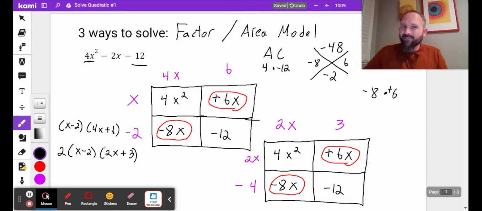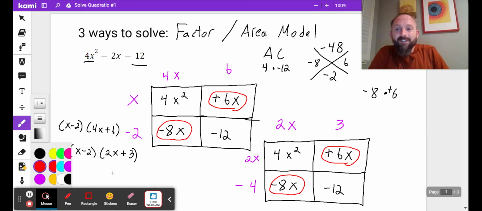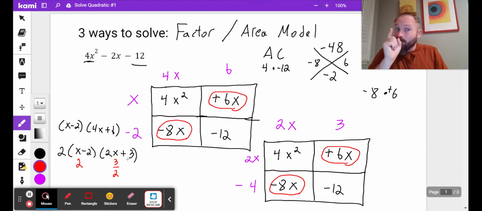I'm factoring it out. So if I wanted to solve what the solutions for this are, well, I figure out what makes this 0. This would have to be 2. And this right here, I want to get rid of this 2, so I'm going to divide it by 2. And what do I want? I want 3. But I don't want positive, I want negative. So my two solutions for this would be 2 and negative 3 halves.